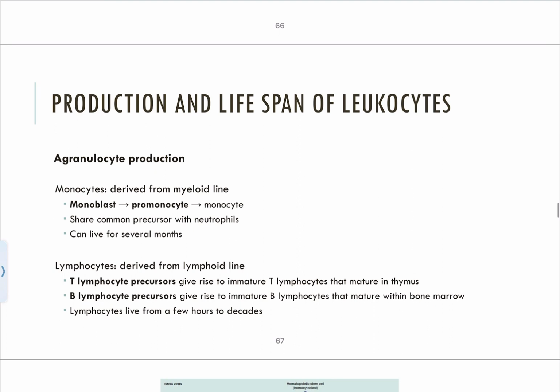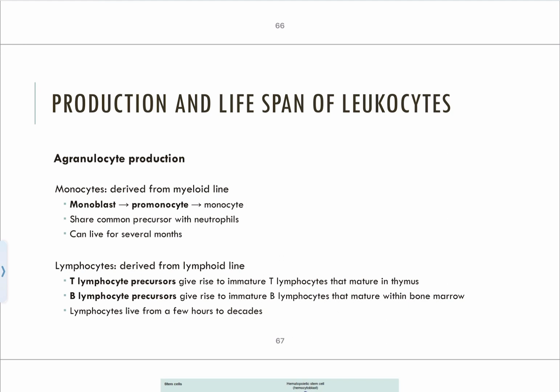Agranulocyte production is a little bit different. Again, it's going to depend on whether our pathway is to become a monocyte or a lymphocyte. So monocytes are also derived from the myeloid stem cell line, just like the other 3 leukocytes we've talked about, as well as our erythrocyte. And basically, from the myeloid line, they go on to become a monoblast, a promonocyte, and a monocyte. And they do share a common precursor with neutrophils, which I'll point out to you on the flowchart on the next slide. And these can actually live for several months. So they don't have that short, couple day lifespan like our other white blood cells.